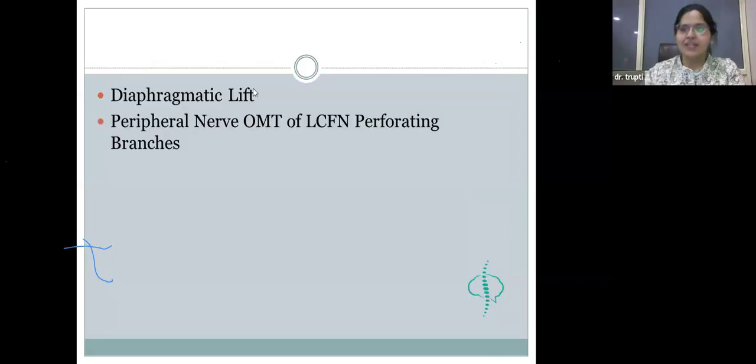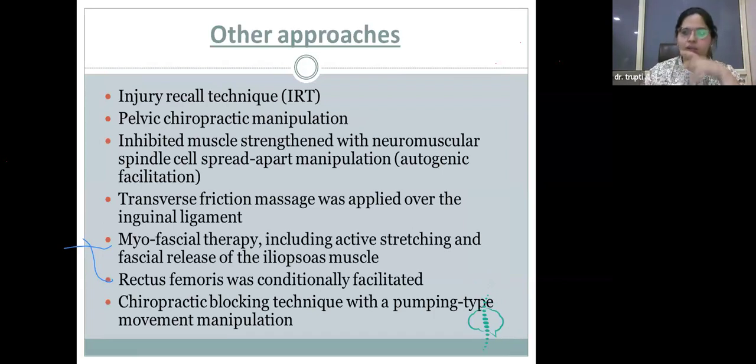Next, another technique for treatment is the diaphragmatic lift. You can perform a diaphragmatic lift technique. Then peripheral nerve OMT. It is just like you have to perform a kind of soft tissue treatment here. What are the other approaches? It is the injury recall technique. We can give pelvic manipulation. Then inhibited muscle strength, like you have to strengthen the inhibited muscles.